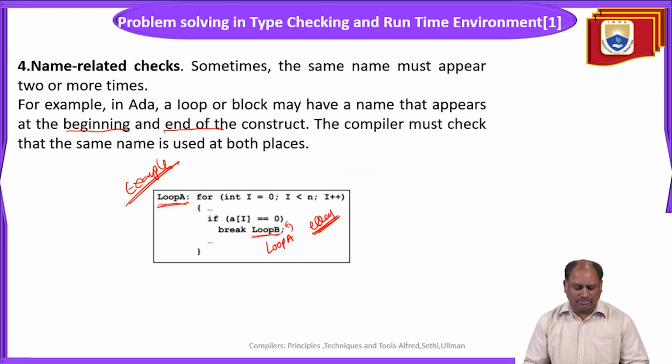And another one is name related checking. If the same name appears at the beginning of one construct and at the end of the construct, then it resolves; otherwise they may not get the result. So instead we have to use the same name so that errors won't affect. This type of checking can also be done in the compilation process, and this is called the name related checking process.